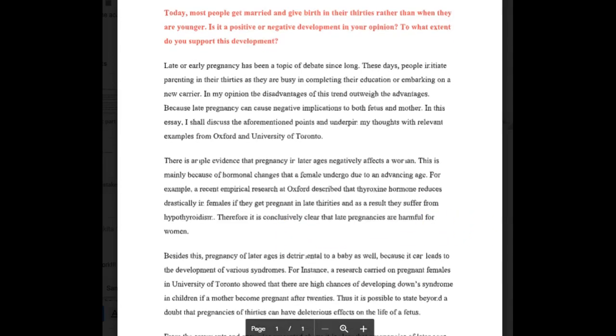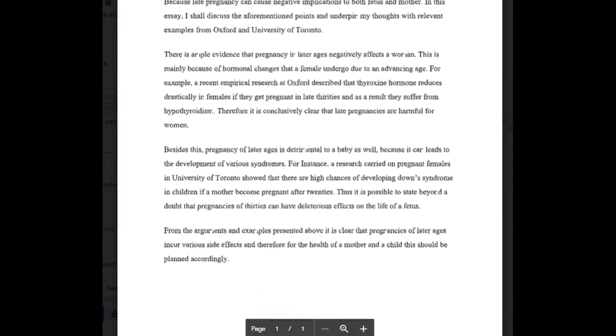Besides this, pregnancy of later ages is detrimental to a baby as well, because it can lead, careful no S, to the development of various syndromes. For instance, lowercase I, research, get rid of A, carried on pregnant females in the University of Toronto. No, that's not what you mean. You mean research carried out from the University of Toronto on pregnant females showed that there are higher chances of developing Down syndrome, capital D, in children if a mother becomes pregnant after her 20s. Thus, it's possible to state beyond a doubt the pregnancies of 30s in one's 30s can have deleterious effects on the life of a fetus.